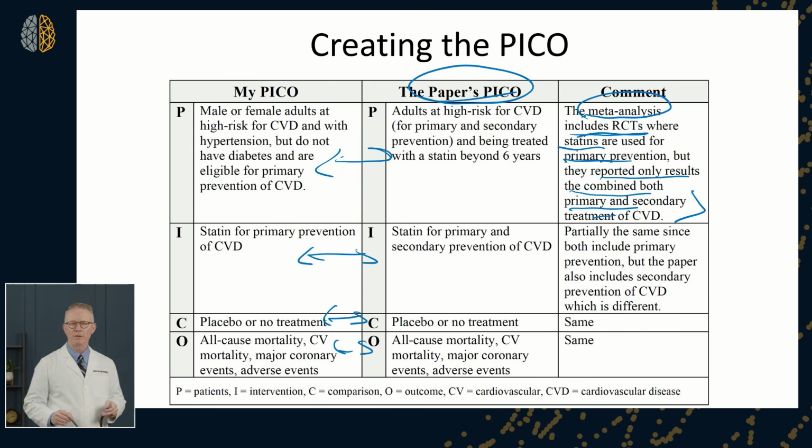So now what do I do? My question was primarily in the context of primary prevention. They're including both primary and secondary. Well, this is still matching my PICO. The patient population is still the same. The intervention, statin for primary or secondary prevention, was the paper's. Mine was primary. So can I exclude the sections that include the secondary prevention? Yeah. What does the primary side say? So I stayed with the paper still.